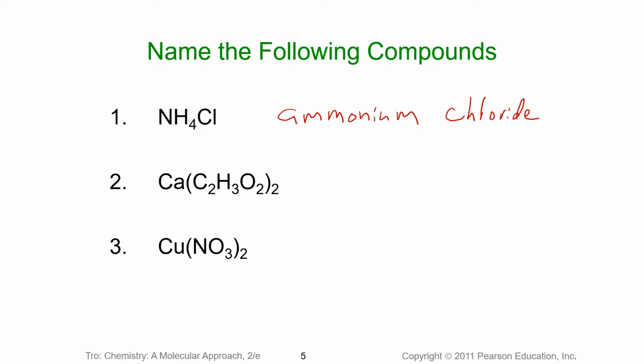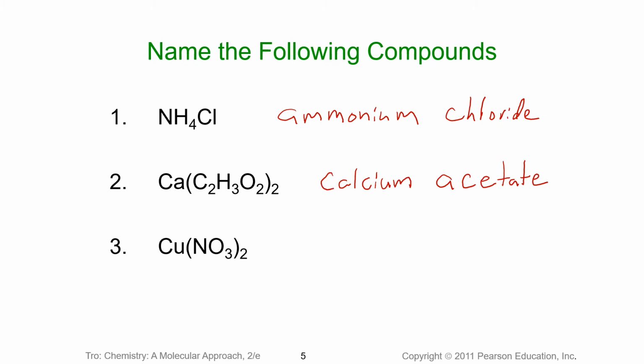We go to the next one. Ca is in the second column of the periodic table. We do not need to include the charge because calcium's charge is always +2. So calcium, if we look at our polyatomic ion, C2H3O2, its name is acetate. So this would be calcium acetate.